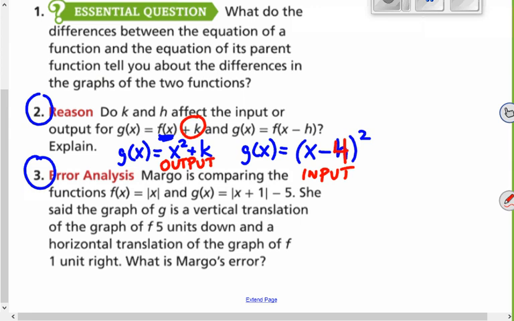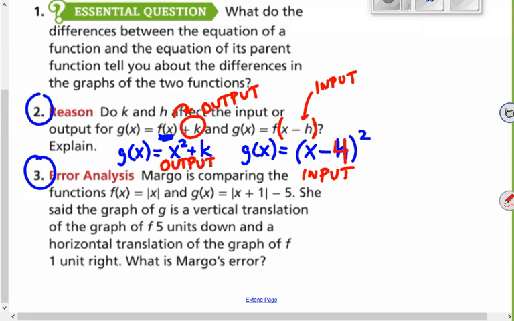So when you see a number, here it's a letter, but h is representing any number, inside the f of x, that's going to affect input. Outside the f of x, like that, is going to affect output.